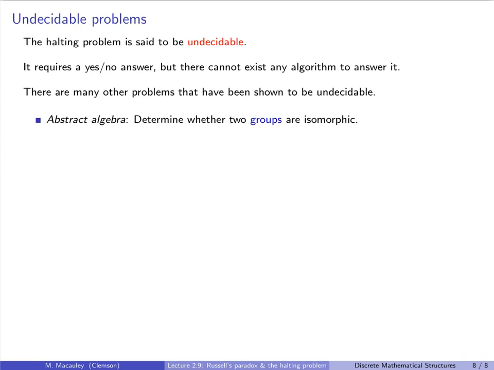Our first example is from abstract algebra. And the question is to determine whether or not two groups are isomorphic. So you don't need to know what a group is or what isomorphic means. Isomorphic just means they have the same structure, informally. And a group, informally, is a set with a binary operation, something like addition or multiplication or function composition.